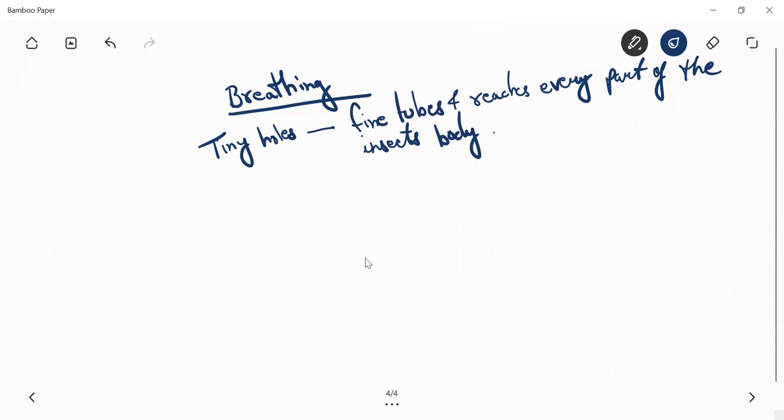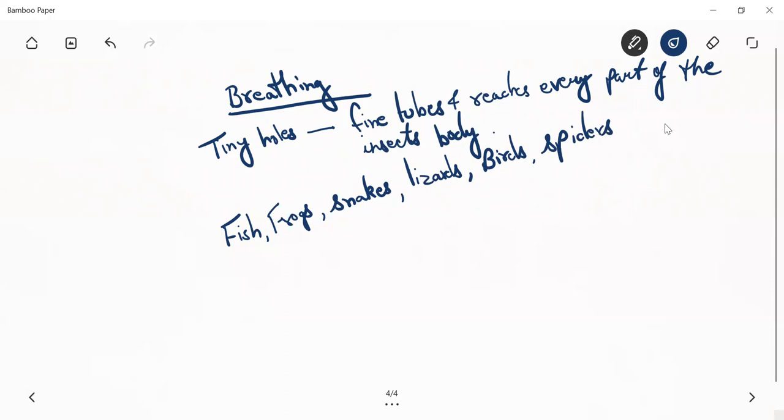Now, insects are the food of whom? Animal food. Which kind of animals feed on insects? Animals like fish, hedgehog, which also eats mosquitoes. Then we have frogs, snakes, birds, lizards, and spiders, and many other animals which eat insects.